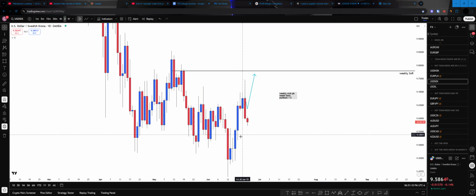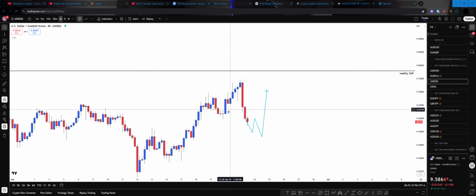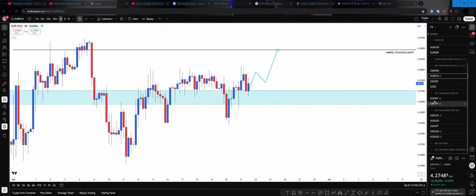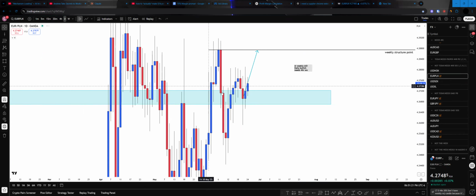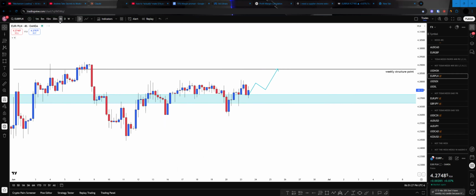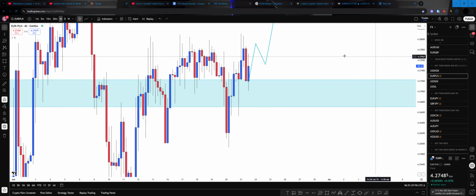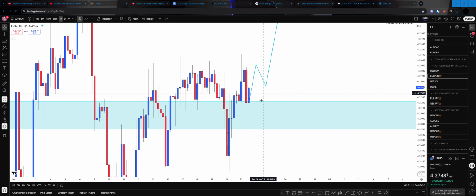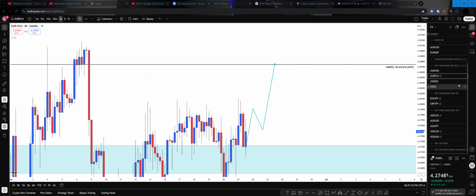USD SCK daily is bullish. We've had the daily pullback already. The 4 hour does need to shift structure though, so we're waiting for the 4 hour to shift structure to bullish. Euro PLN, we are bullish on the daily. The 4 hour did shift structure because it broke this low, so we just needed to break this high and then pull back. So we're still waiting for that.